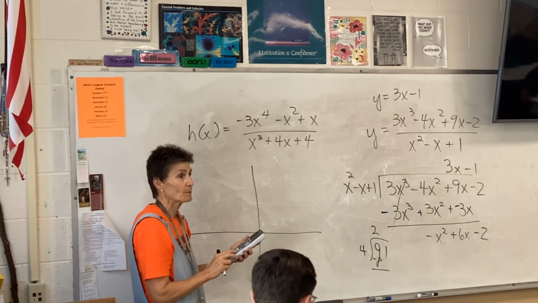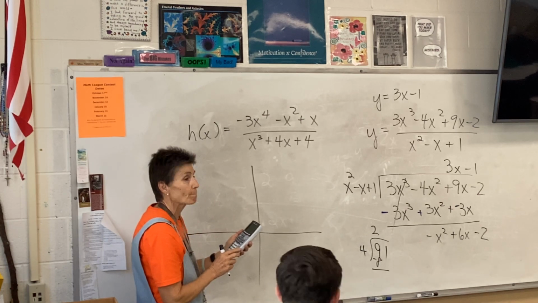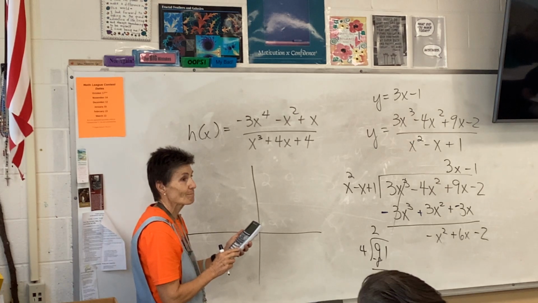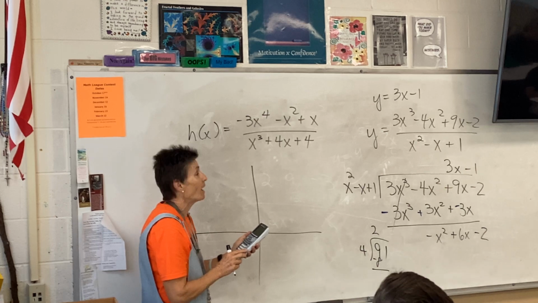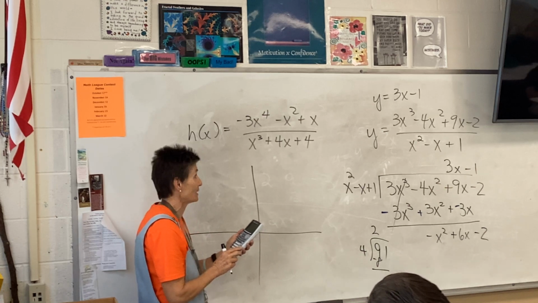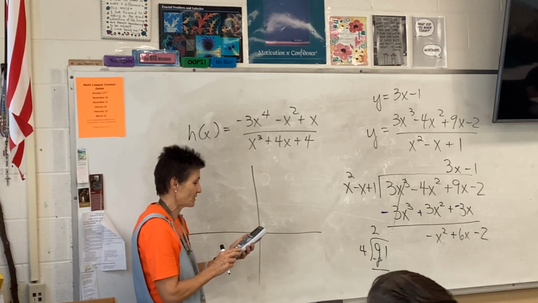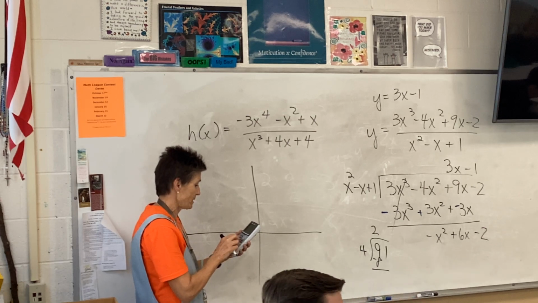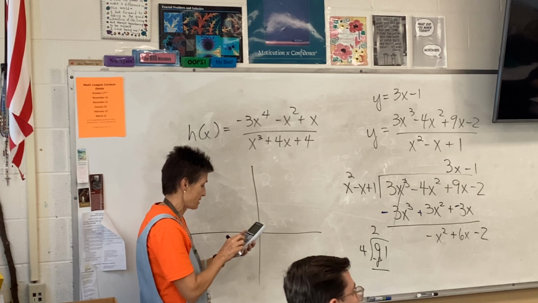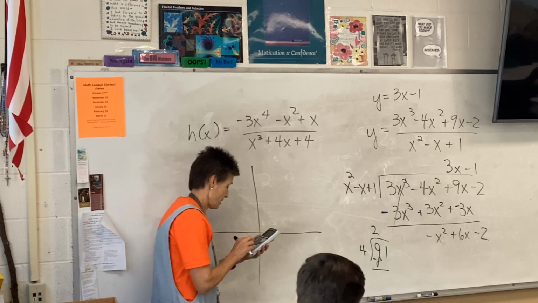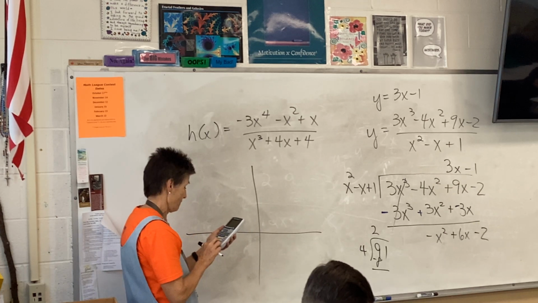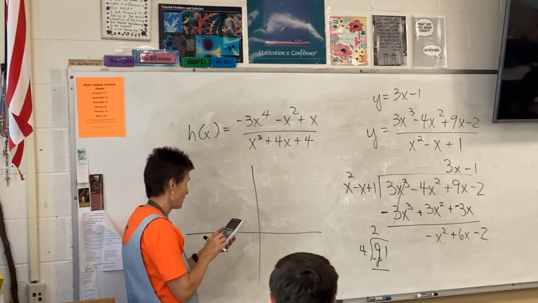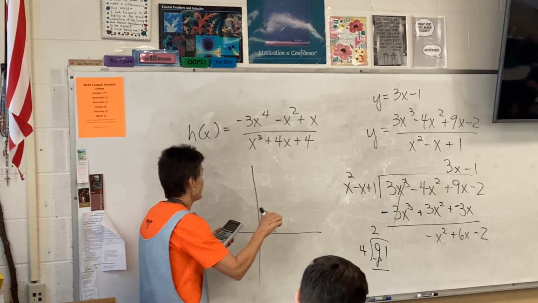Jacob? When you just talked about how it ended up with the 3x and 2x, is it because of the degree or is it because of the leading coefficient? Oh, that's a good question. It's the leading coefficients. Yeah. So I am going to sketch this on my handy dandy calculator and see if I can figure out what my end behavior is.